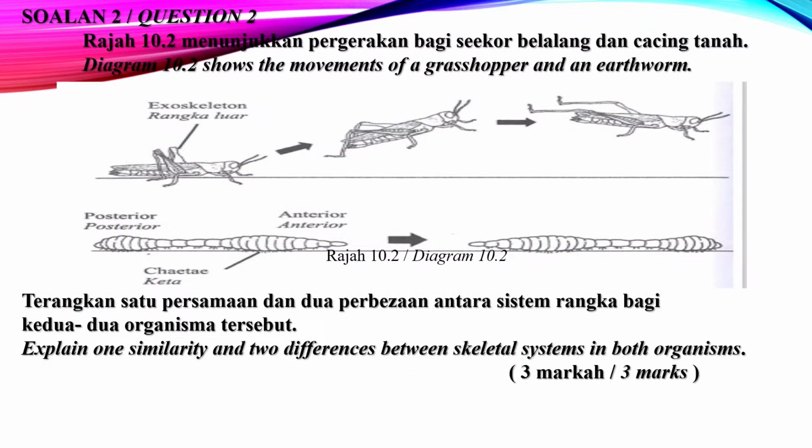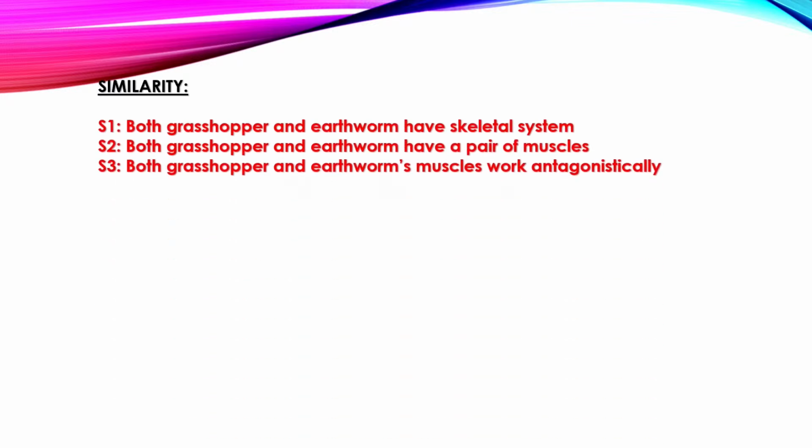Right, question number 2. Diagram 10.2 shows the movement of the grasshopper and earthworm. Explain 1 similarity and 2 differences between the skeletal system in both organisms. So marks given is 3 marks. That shows you must give 1 similarity and 2 differences. Let's see the answer. First we start with similarities. The question asks only 1 similarity. Here are the 3 sample answers. So let's see one by one.